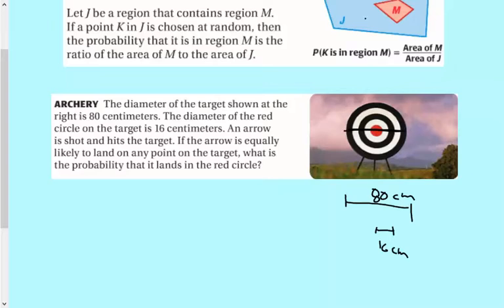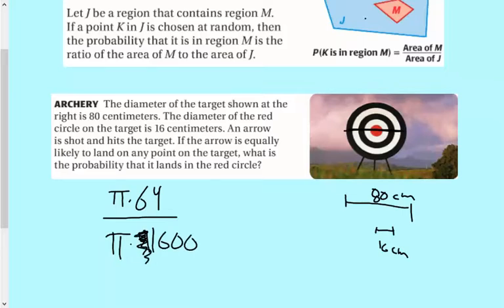So what I just need to do is find the area of the red circle and the area of the entire circle. So let's start with the red circle, pi r squared. So pi times the radius, the diameter is 16, so the radius is 8. So pi times 8 squared is 64pi. Now the entire area of the big circle, the radius is 40, so pi times 40 squared, so that's 1600pi. 40 squared is 1600.